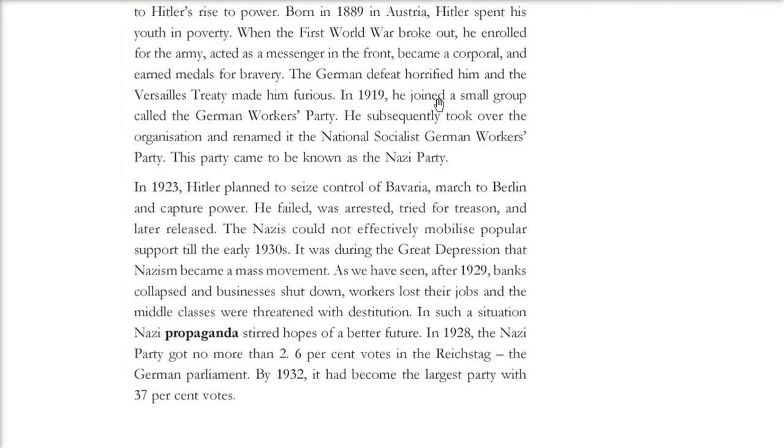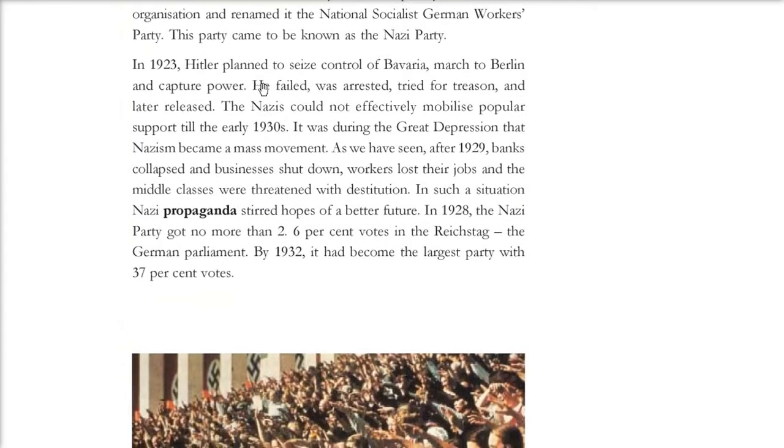So in 1919, Hitler joined a very small group called the German Workers' Party and subsequently took over. It became the National Socialist German Workers' Party, and eventually this party became the Nazi Party that we are talking about. In 1923, Hitler planned to seize control of Bavaria, march to Berlin and capture power. He failed, was arrested and tried for treason, and was later released.